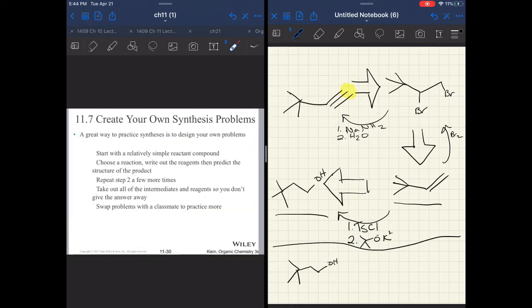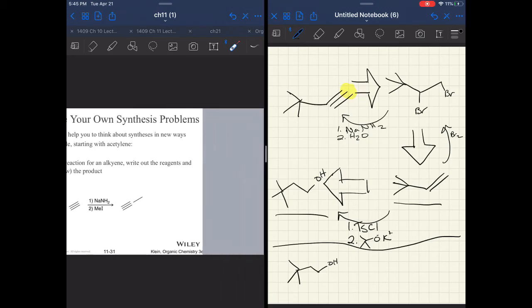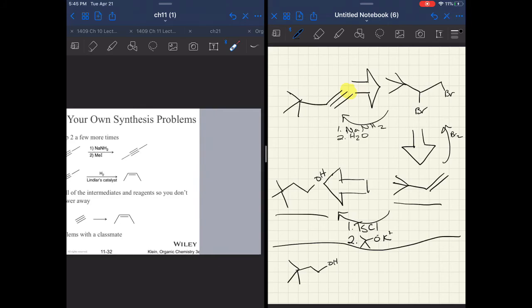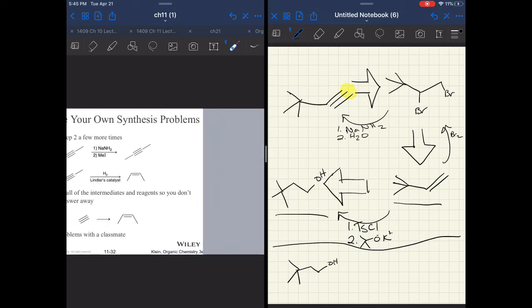It's relatively easy to create your own synthesis problems, but I will give you plenty of problems to work with. I will put up a practice exam next week. You will have your synthesis lab, and you will have Sapling homework that will absolutely provide you with more synthesis problems. One way you can create them is to just start with something small and just start doing reactions that you already know. And then once you finish it, erase everything in the middle. Come back to it later.